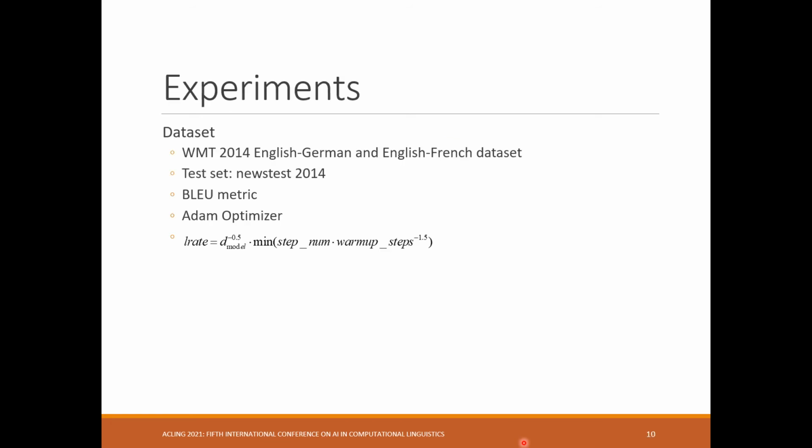Next is the experiment part. First is about the dataset and some hyperparameters. We use World Machine Translation 2014 English-German and English-French as training datasets, then use Test 2014 as the test set, and apply BLEU score as the machine translation performance metric. The optimizer used is the Adam optimizer. The varied learning rate formula is demonstrated in the following equation.